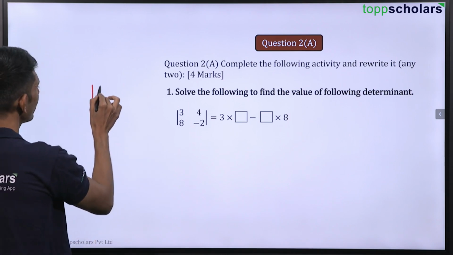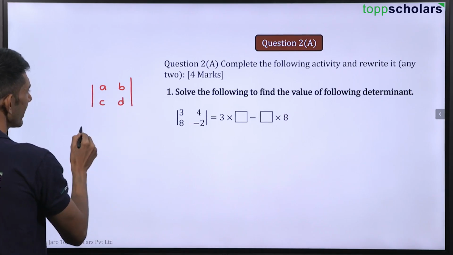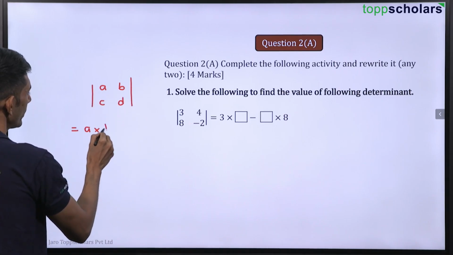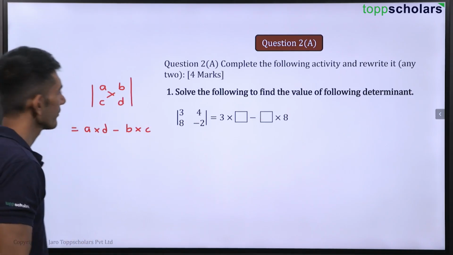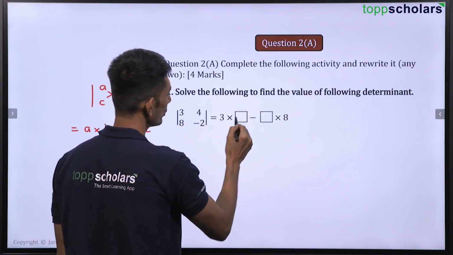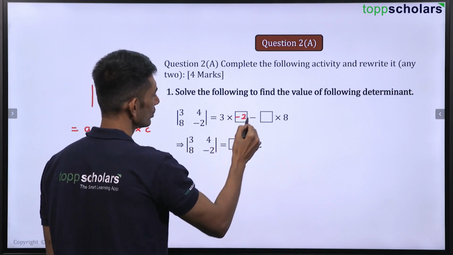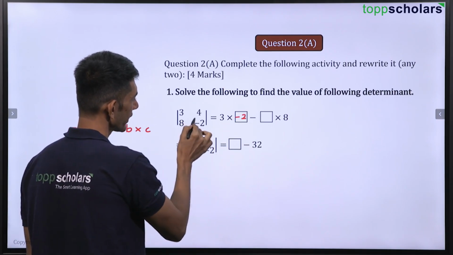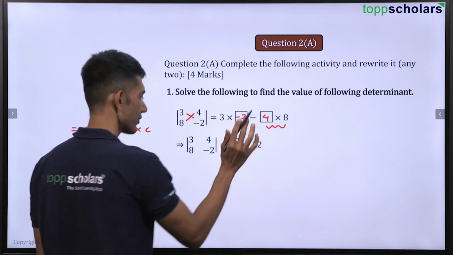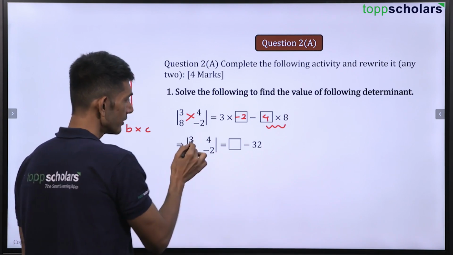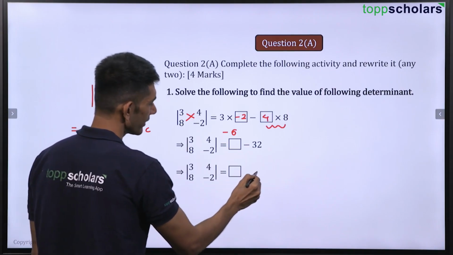We know that whenever we have a determinant A, B, C, D, this can be written as A into D minus B into C. So that is 3 into minus 2. Okay, we'll have the solution later. So this will become 3 into minus 2 minus 3 into minus 2, right? Minus 4 into 8, 4 8s are 32. So 3 into minus 2 is minus 6, and then the final answer that you get is minus 38.